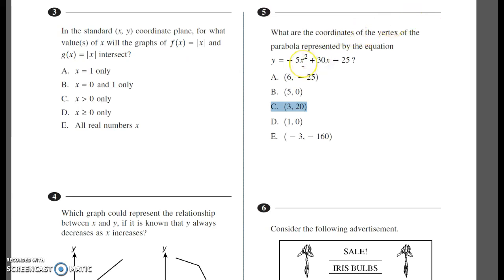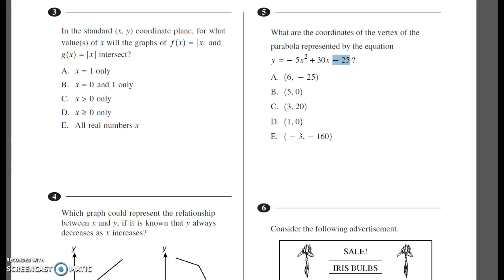Another little hint is that equations are always written from left to right, so if there is a situation where you can't remember which one of these numbers is a and which one is b and which one is c, a is going to come first as the 5, b is the +30, and c is going to be the -25. They're always written left to right, so that's going to help you a considerable amount also on this particular type of question.